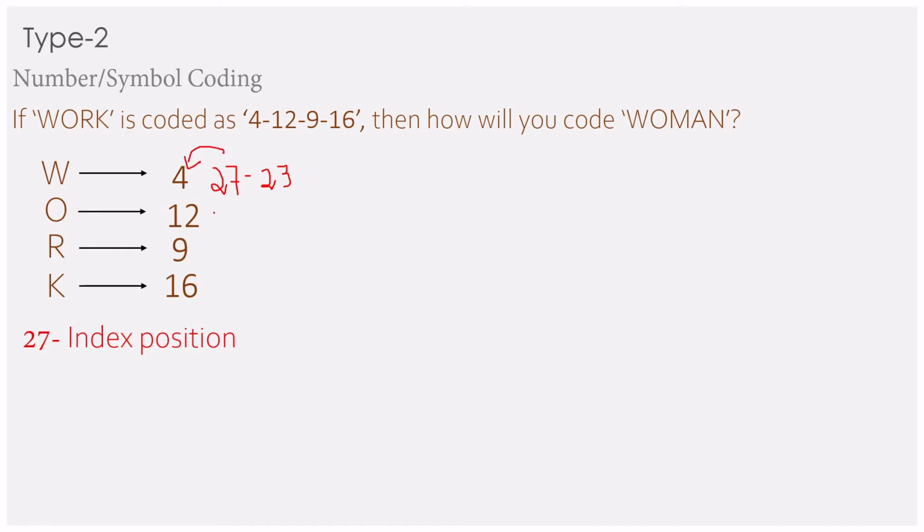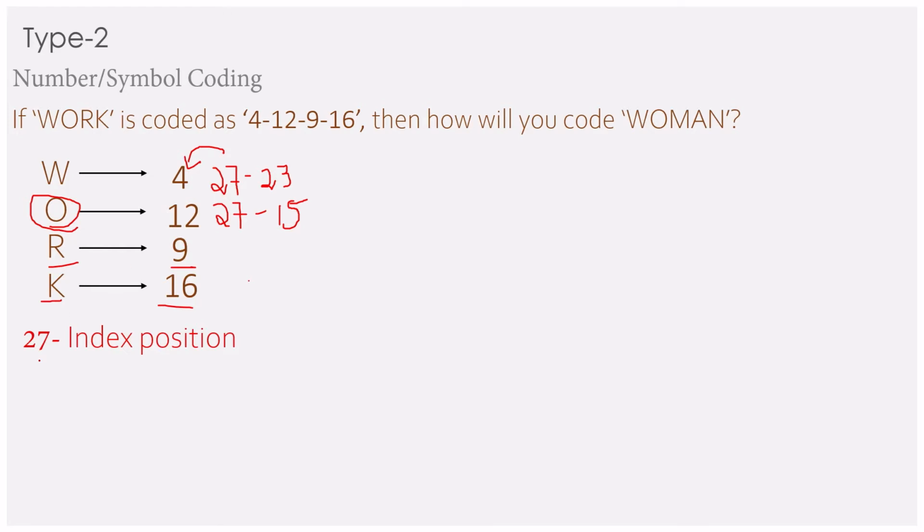So if you take 27 minus O's index position, you will get 12. I think it's 15, right? 15 plus 12 is absolutely 27. So 27 minus 15 is 12. Got that. And next, if you check R, it's the same over here, and K is also the same over here: 27 minus 11 and 27 minus 18.